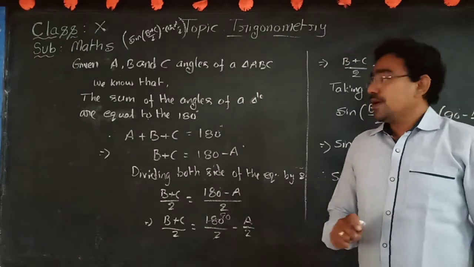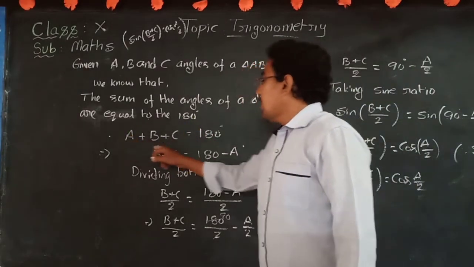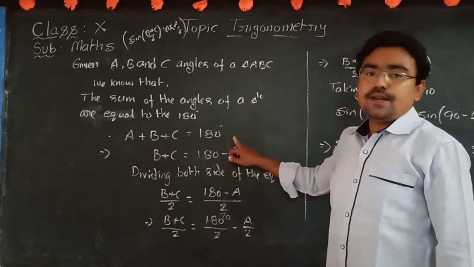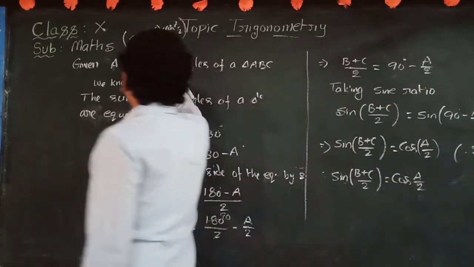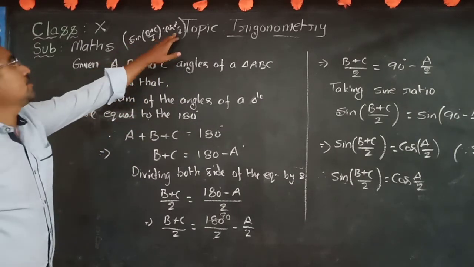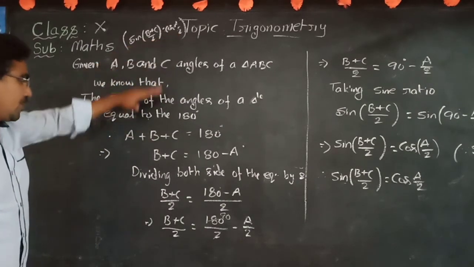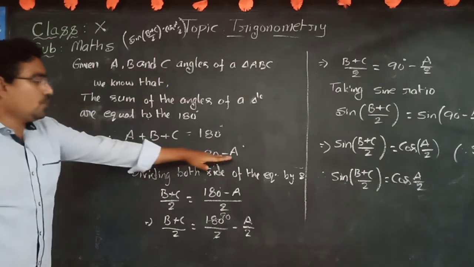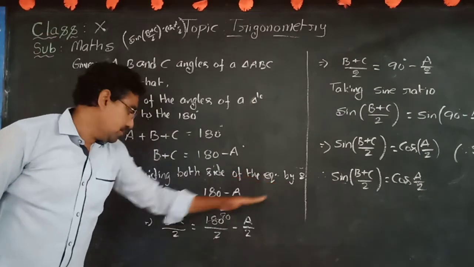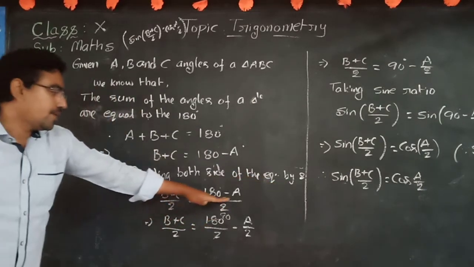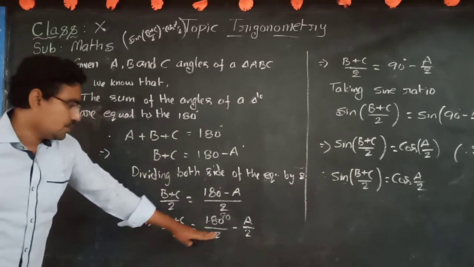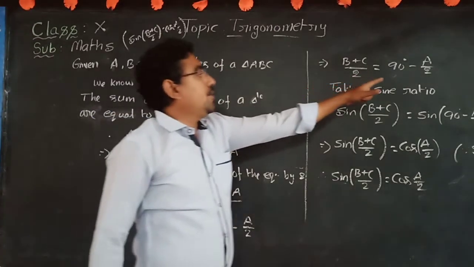By using this property, first we should write the sum of the angles. A plus B plus C equals 180 degrees. What do you have to show here? Sin of (B plus C) by 2 equals cos A by 2. So B plus C we keep on the left side, A we transpose to the right side. Then dividing both sides of the equation by 2, we get (B plus C) by 2 equals (180 minus A) by 2. Simplifying, (B plus C) by 2 equals 90 minus A by 2.